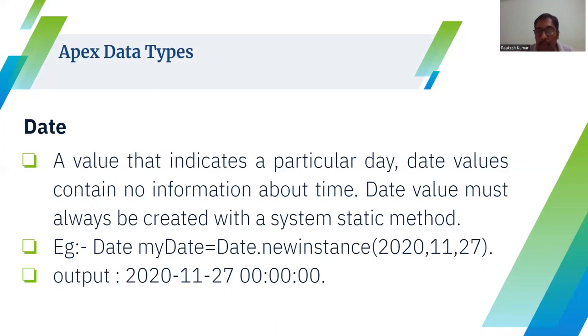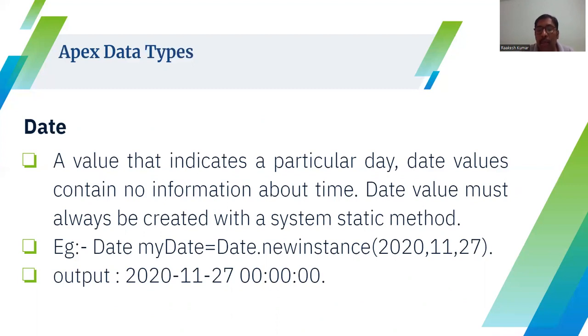It has only date value. It must always be created with a system static method here. So here we're going to use a system static method. Example, Date followed by the object name called myDate equal to Date.newInstance. There is a method called newInstance.